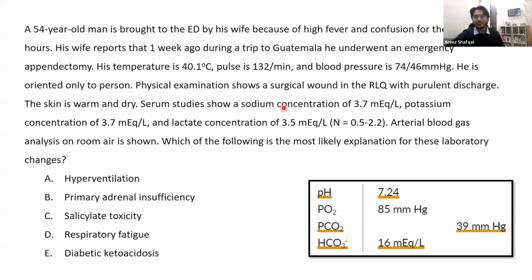Serum studies show a sodium concentration of, this should be 137. This should be 3.7. So serum sodium is normal, potassium would be normal. Lactate is high because the normal is 0.5 to 2.2. This person has a lactate concentration of 3.5 milliequivalents per liter. ABG on room air is shown. So let's see here. He has a pH of 7.24, acidosis.